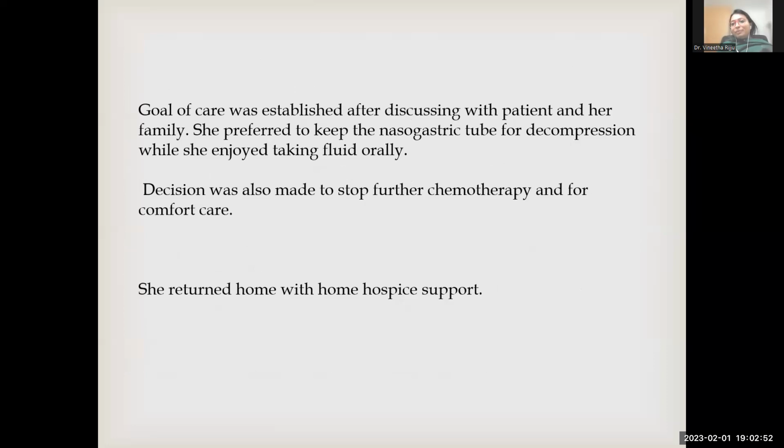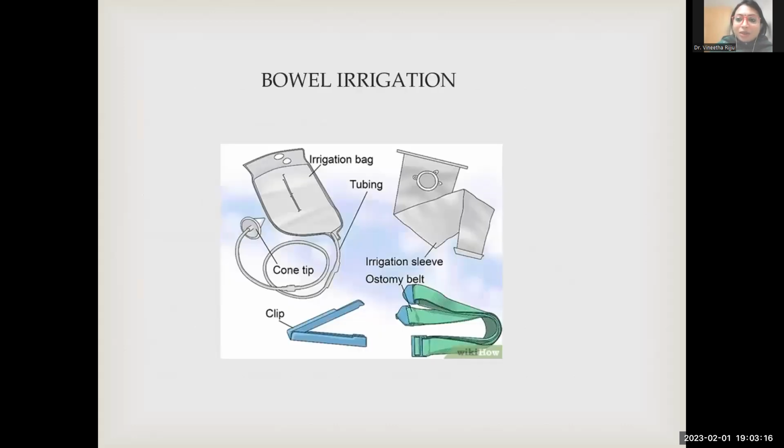And finally, her family was called down. The goals of care were discussed. And the patient preferred that she kept the nasogastric tube continuously for decompression, so that she could also take her fluids orally along with that. They stopped the chemotherapy and she was continued on comfort care, and she was shifted for home hospice support. So I just brought in this discussion here so that we could see how to use what we have learned so far when a patient comes with a clinical scenario.